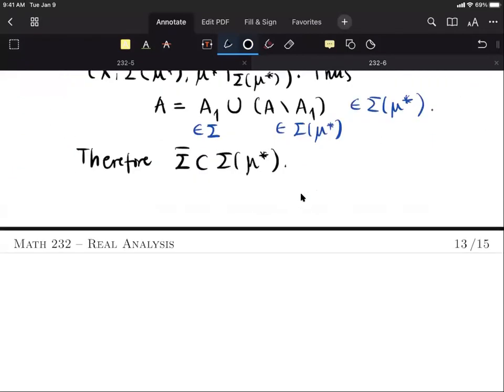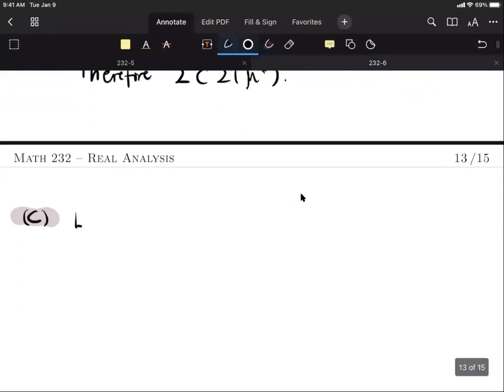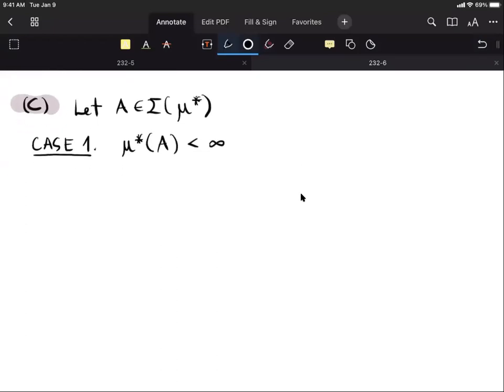On the other hand, for the reverse inclusion, let's start with a set measurable with respect to mu star. For this, we consider two cases. The first case is that the outer measure is finite. Let us call this the finite case.